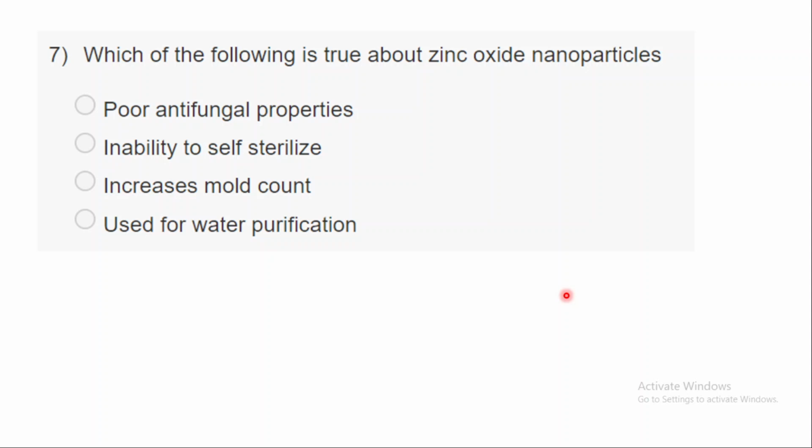This is again a true false question. Read all the statements very carefully. What do you think is true about zinc oxide nanoparticles? Is it a poor antifungal? It doesn't have the ability to sterilize. It increases the mold count of organisms, microbes, or is it used for water purification?